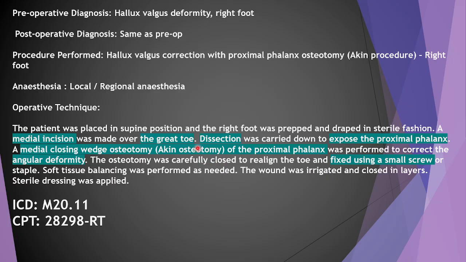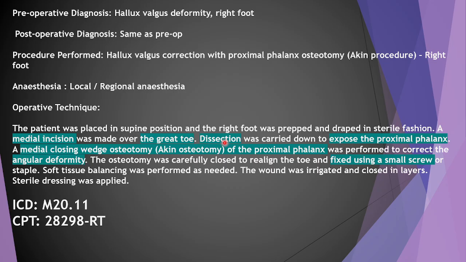I am showing the OP report to understand it in a simple way. So here is a hallux valgus deformity, right foot. Procedure performed: hallux valgus correction with proximal phalanx osteotomy, that is the Akin procedure, right foot. Anesthesia: local or regional anesthesia. Operative report, let's start. The patient was placed in supine position and the right foot was prepped and draped in sterile fashion. And the first criteria, that is a medial incision over the great toe.